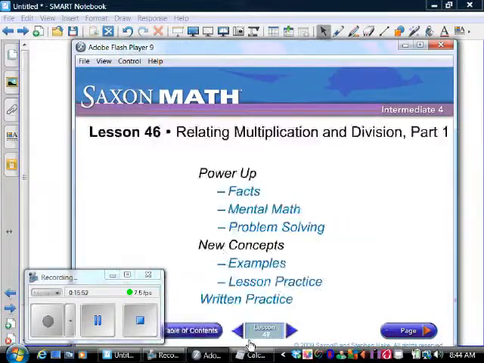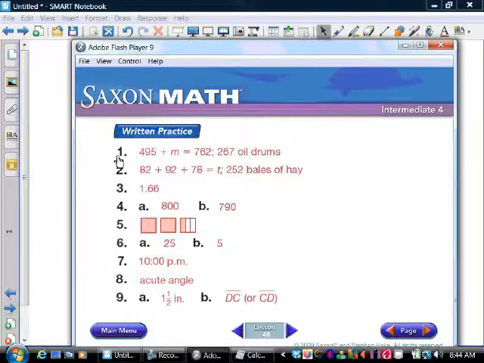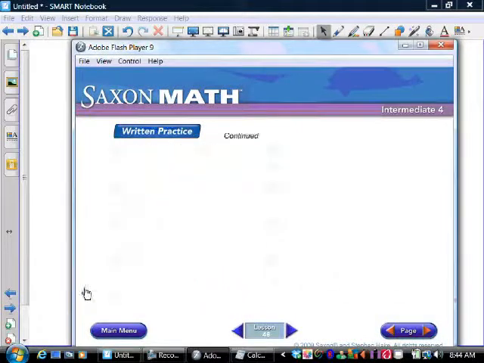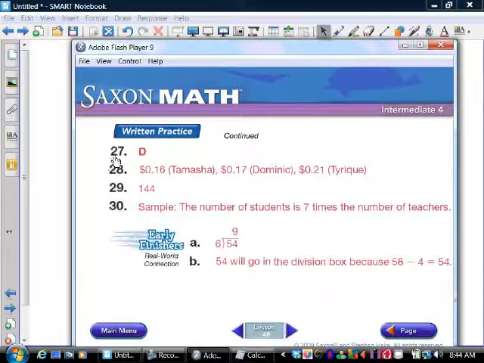And we are finished, and you get to go back and check 46. So hit pause as you check 1 through 9, and remember, I do expect you to correct your mistakes. Hit pause as you check 10 through 26. And hit pause as you check 27 through 30 and the early finisher if you are a go-getter. And you will be finished.